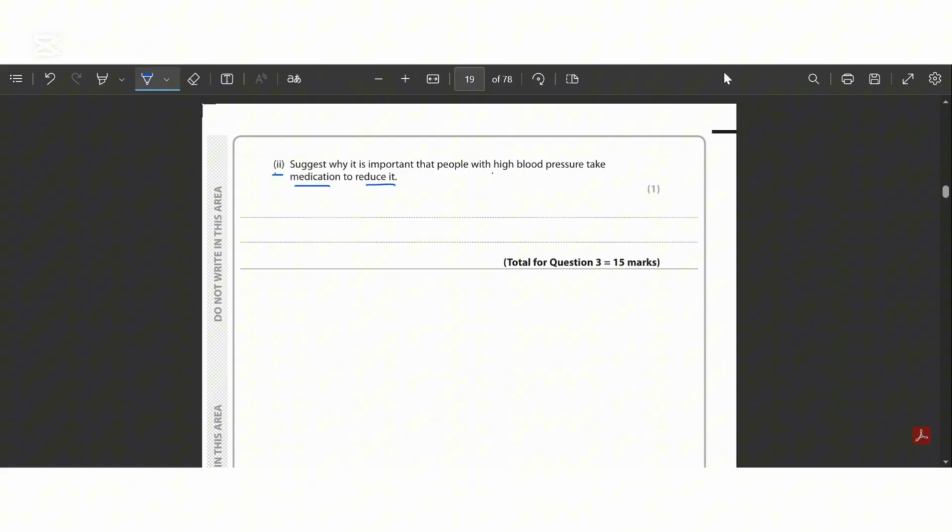All right, so let's answer this question. Since it is a one-mark question, I have answered over here. It says to reduce the risk of stroke, and you can also mention to reduce the risk of heart attacks or perhaps heart failure. I have mentioned strokes here, so this is for the one marker. So we are done with this question. Let's move on to the next one.